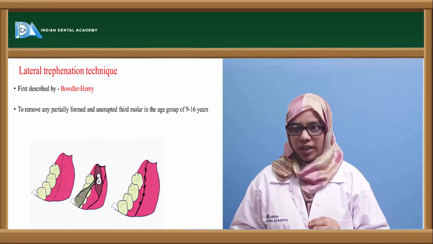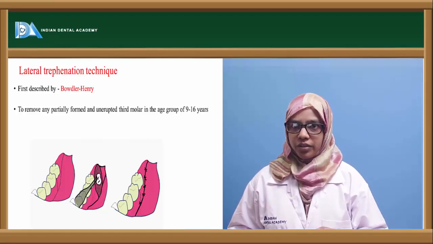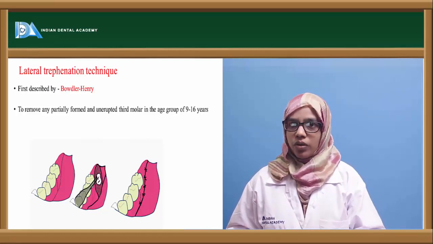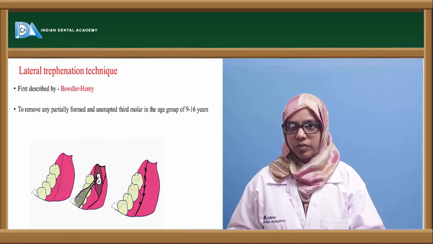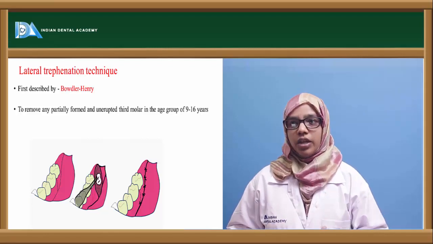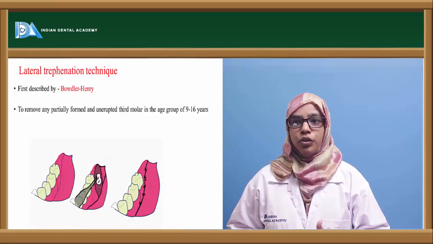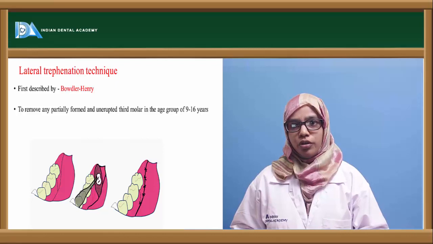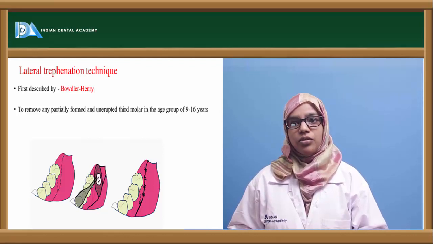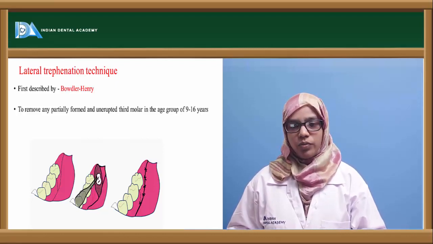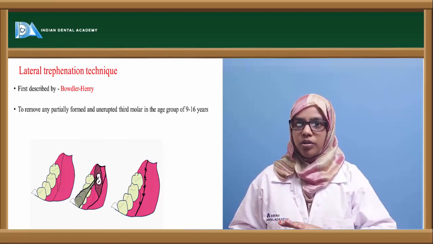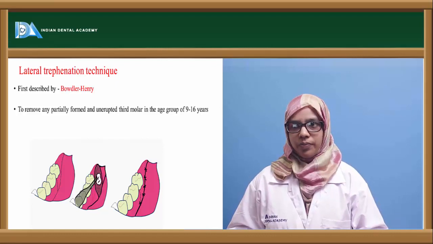Now once you have done that, you will use a trephine and make holes on the cortical plate. Once you have made holes on the cortical plate just above the tooth where it is present, with a straight burr, you will make a horizontal divergent cut on both the sides. Once you have made the divergent cut, you will put your chisel in that hole and try to fracture the cortical plate. Once you have fractured the buccal cortical plate, the tooth will be seen. You will remove the tooth, put the cortical plate back and then suture it.